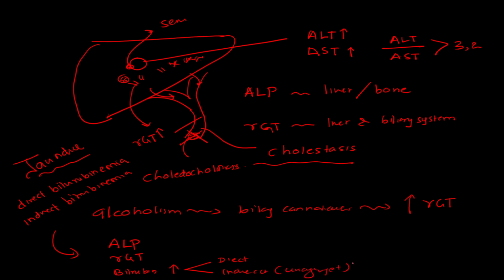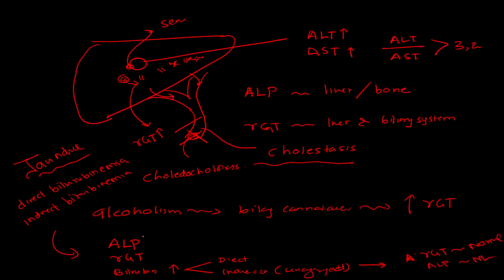If it is unconjugated, then of course the chances of having a biliary block is quite low, because the problem is within the liver. The liver is not working, it is not conjugating the product. It's not because of some sort of a stasis. So in indirect bilirubinemia, you would not get high gamma GT levels. Gamma GT would be usually normal, and ALP levels could either be high or normal.